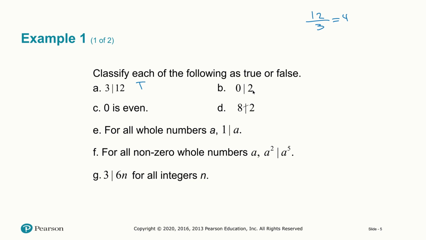Now, if you remember, division by 0 is an absolute no-no. So that means if you divide 2 by 0, you don't even get an answer, never mind whether it's a clean answer or not. This is undefined. So this is false, and in fact 0 does not divide any number.